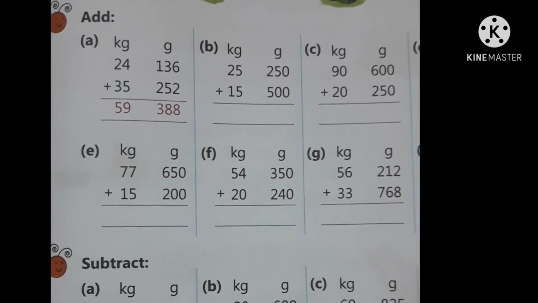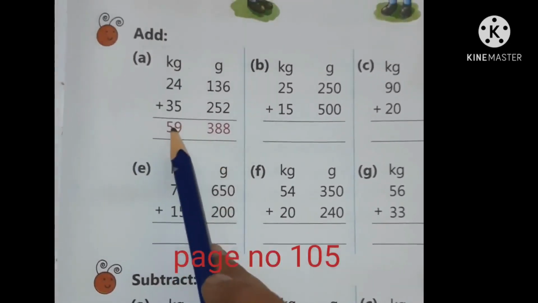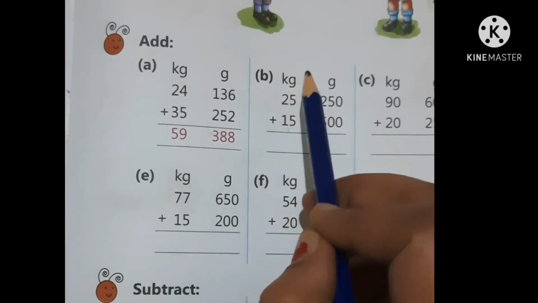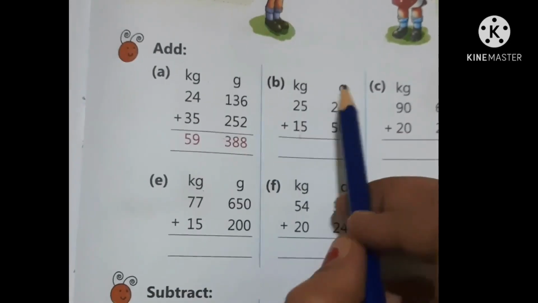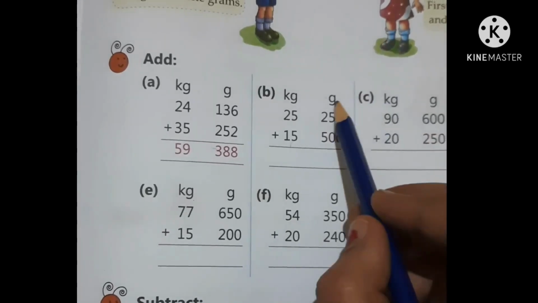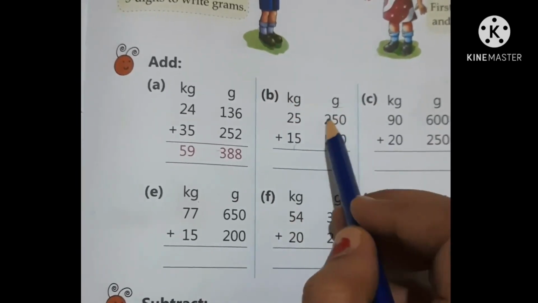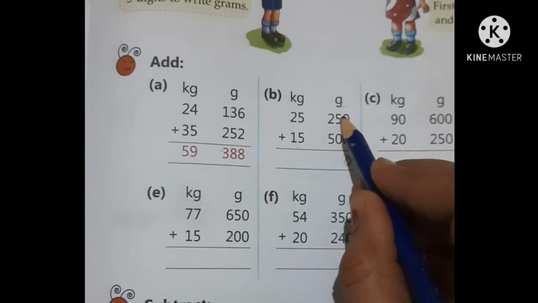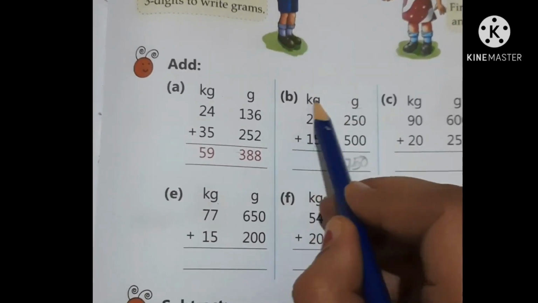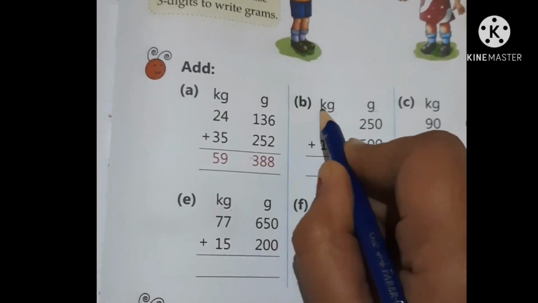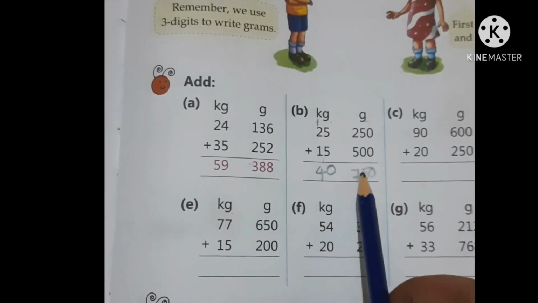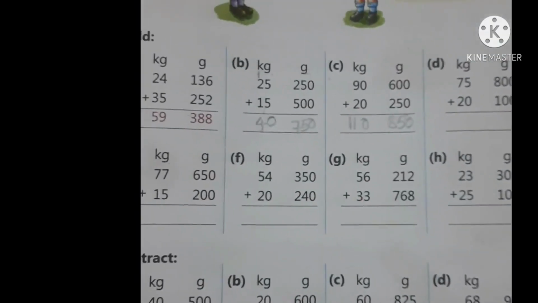Children, on page number 105, we are doing additions. The first one is done for us. In the second one, we have to add 25 kg 250 grams with 15 kg 500 grams. First we have to add the grams and then the kgs. So 250 plus 500. 0 plus 0 is 0. 5 plus 0 is 5. 2 plus 5 is 7. Now we are adding the numbers under kg. 5 plus 5 is 10. 1 plus 2 is 3. 3 plus 1 is 4. So the sum is 40 kg 750 grams. In the same way, complete the remaining problems.